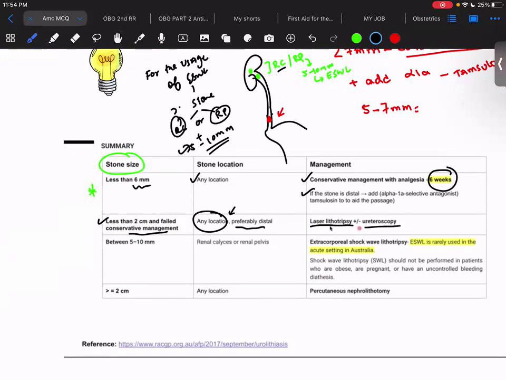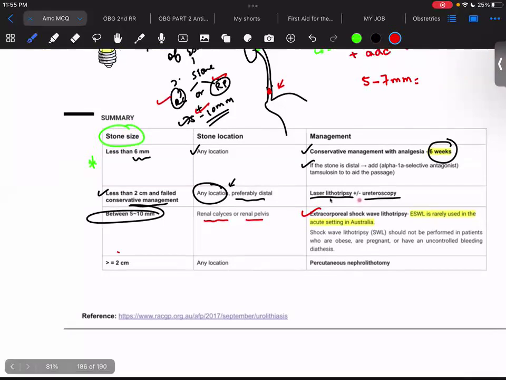But what is the indication for the usage of ESWL? Again, if it is 5 to 10 mm, but it is located in the renal calyces and renal pelvis, at that time we can go for the ESWL. It is basically rarely used in Australia, but yeah, if the two criteria are fulfilled, we can go for the ESWL.